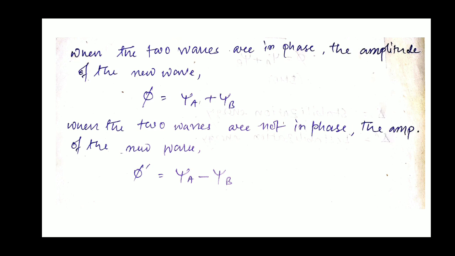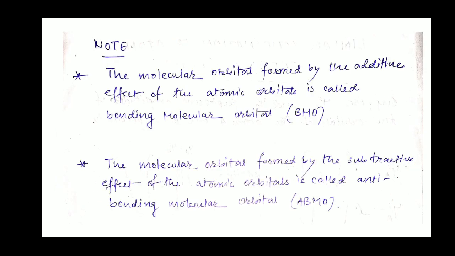So when the two waves are in phase, the amplitude of the new wave is called phi, which is equal to psi A plus psi B. And when the two waves are not in phase, the amplitude of the new wave is called psi dash, which is equal to psi A minus psi B. Note that the molecular orbital formed by the additive effect of the atomic orbitals is called bonding molecular orbital, in short BMO, and the molecular orbital formed by the subtractive effect of the atomic orbitals is called anti-bonding molecular orbital.